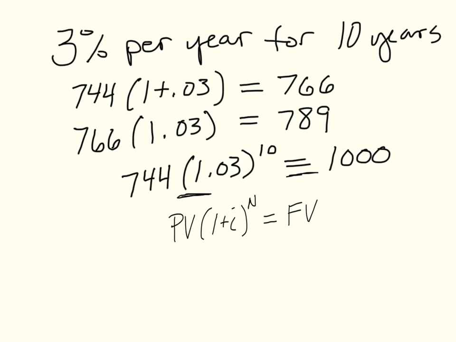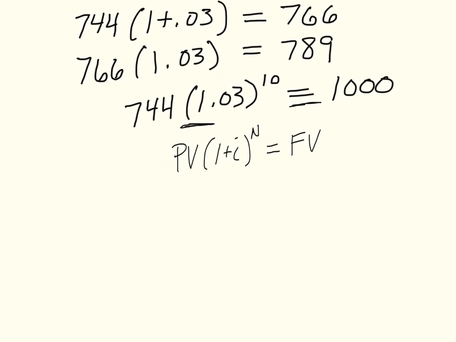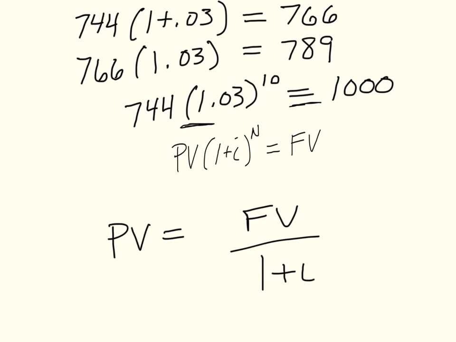We can also rearrange this equation just a little bit to show present value in terms of future value and the interest rate. We essentially divide both sides by 1 plus the interest rate to the power n, so that we have present value equals future value divided by 1 plus the interest rate to the nth power. That's the present value of some cash flow received n years into the future, assuming we require an interest rate of i.